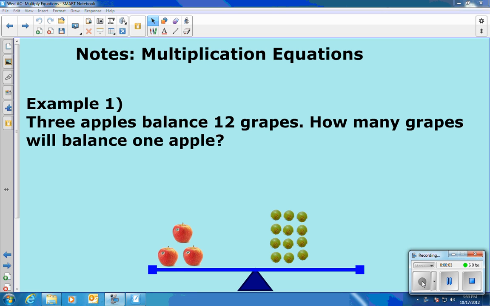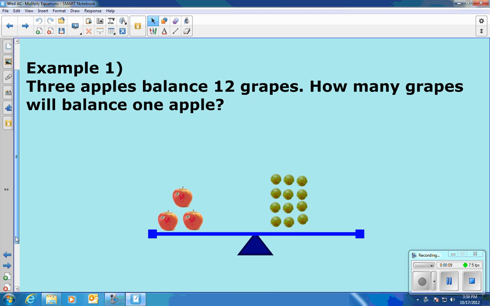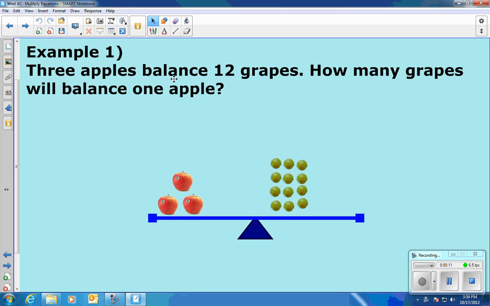Multiplication equations. Our first example on today's notes has to deal with the following model. It says 3 apples balance 12 grapes. How many grapes will balance 1 apple? Well, in this case, we're looking for what each one of these represents.